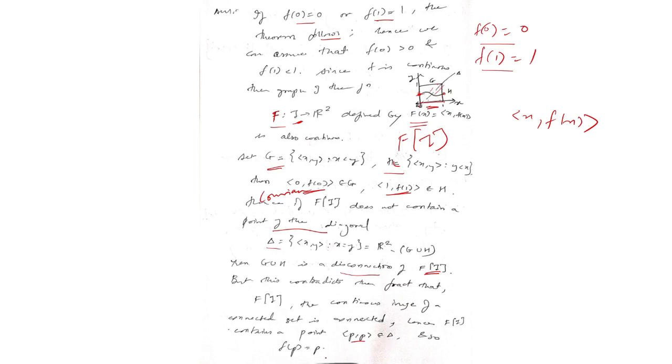So f of P is equal to P. This way you can prove by contradiction that there will always exist a point P belonging to X such that f of P is equal to P. I hope the proof part is clear to you. Is there any doubt?